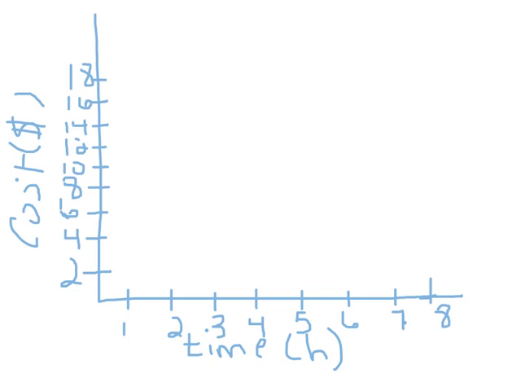Okay, so I got my X values labeled. I got my Y values on my graph labeled. I guess I could put my title now. So I'm thinking of just calling this parking lot charges.